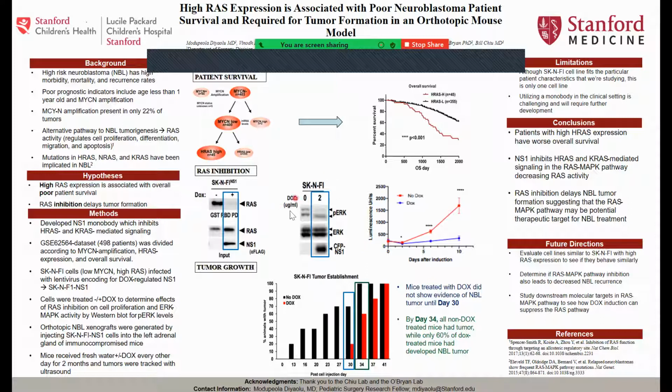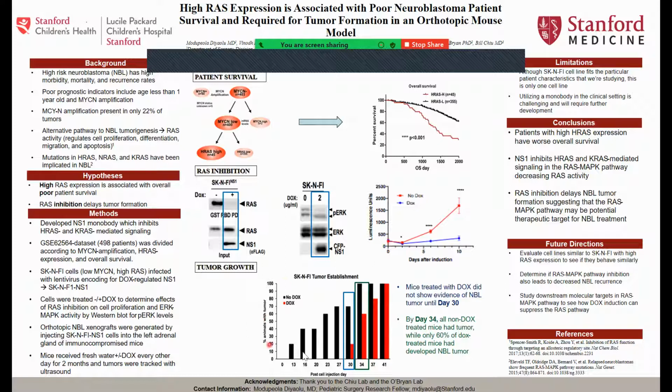In the next Western blot, the middle panel is the expression of ERK in the cell lysate. Phosphorylation of ERK requires RAS activation. The bottom panel confirms NS1 expression, and the top panel confirms that in the presence of doxycycline, NS1 inhibited phospho-ERK levels in SK-N-FI cells. In terms of cell proliferation, we saw that cells that were treated with dox had a significantly decreased proliferation compared to cells that had no exposure to dox.